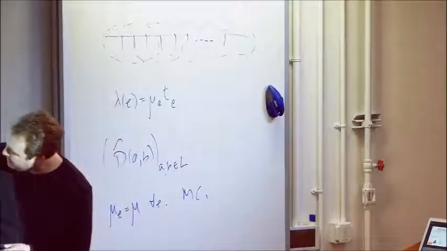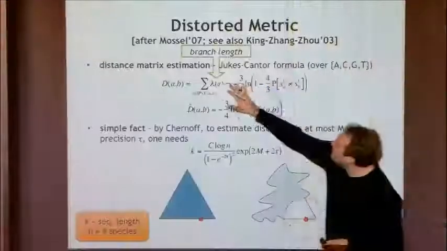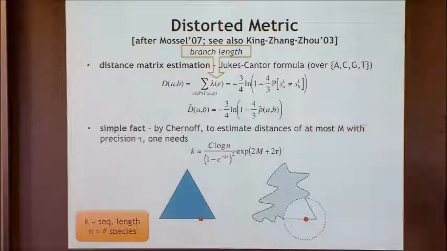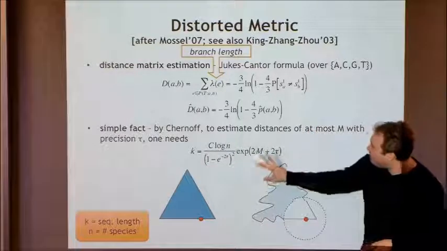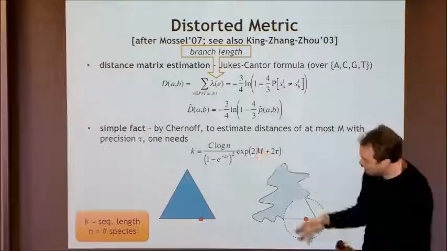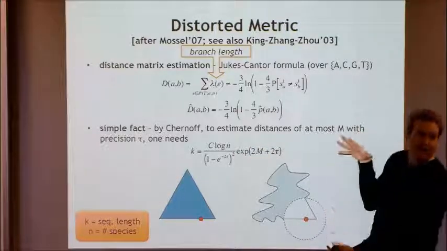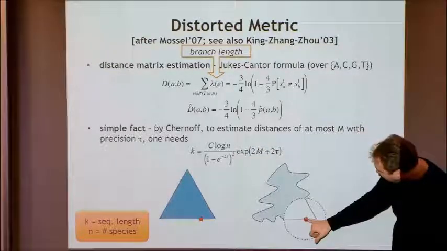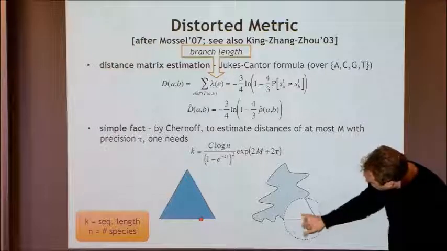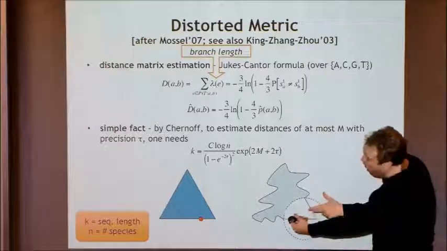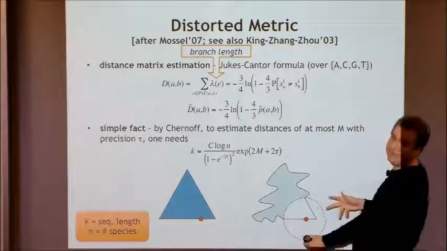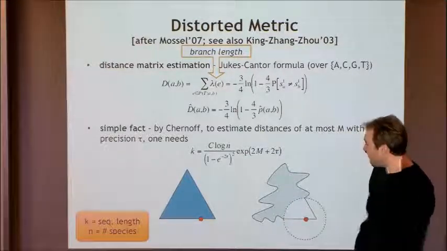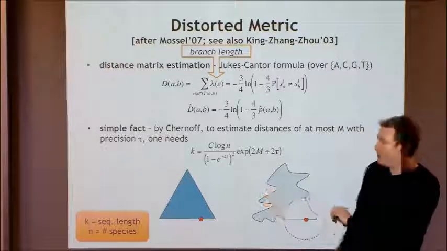And so one way to think about this is this distorted metric idea of Mossel, and a similar idea by Valerie King and collaborators. It says, well, if I give you a certain amount of data, k, then for a fixed precision there's a maximum radius that I can reach. If I look at this particular leaf, all the leaves within that radius will have pairwise distances that are well approximated, at least within this tau, and things that are outside of it are going to be all distorted. Okay, so you get this picture here.